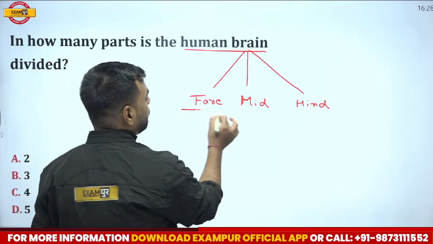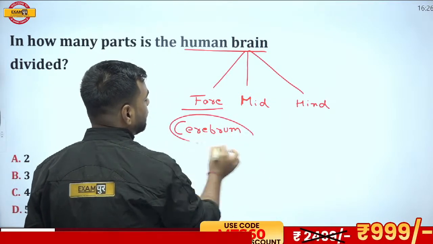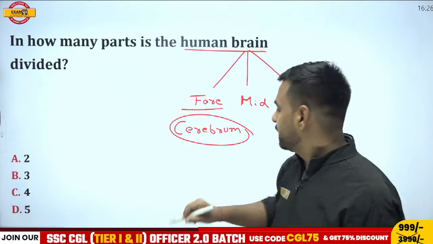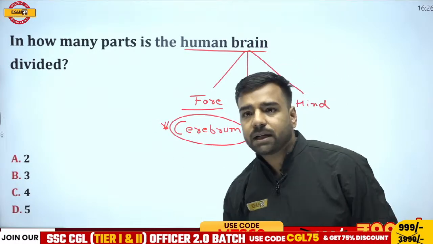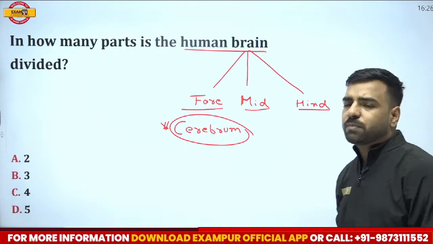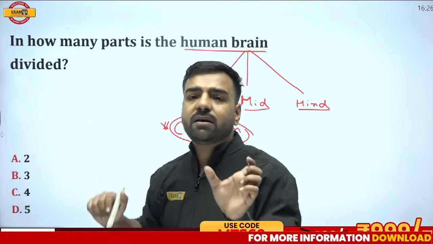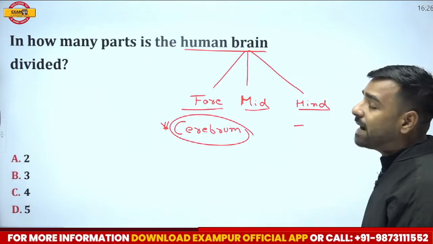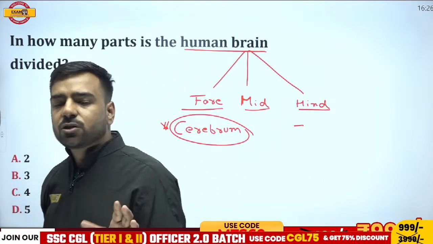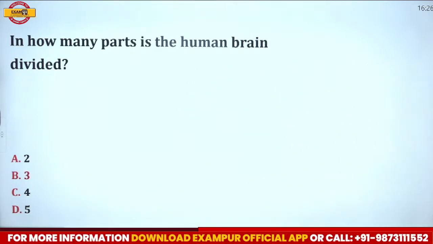If I talk about the forebrain, we have the cerebrum over here. What is that? Cerebrum, which is the largest part of the brain. And please remember, your thinking area and your intelligence are present in this cerebrum part. In the midbrain, you can talk about a part called the diencephalon, right? If I talk about the hindbrain, we will be discussing the medulla oblongata, which deals with all those involuntary actions. So in short, the brain is divided into 3 different parts. That is option number B, the correct answer.